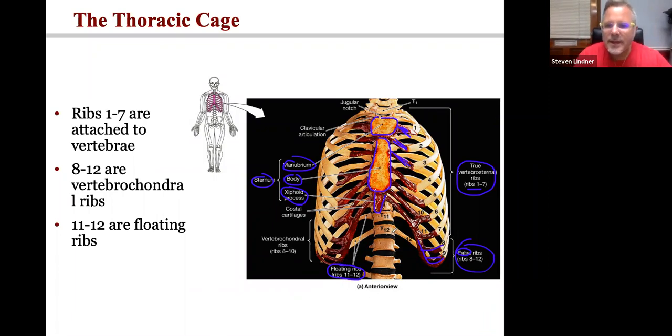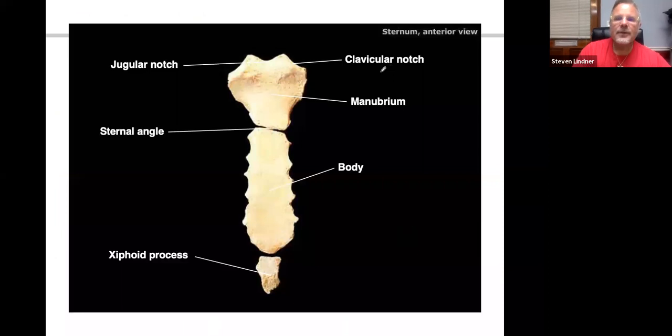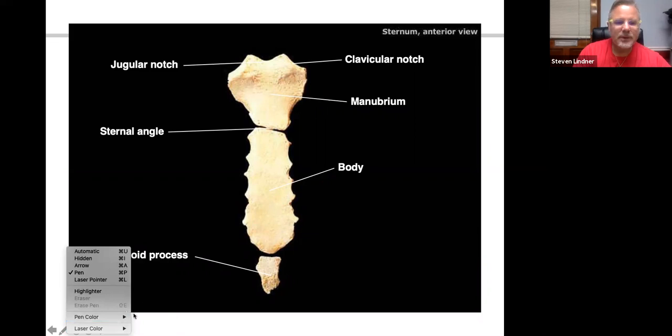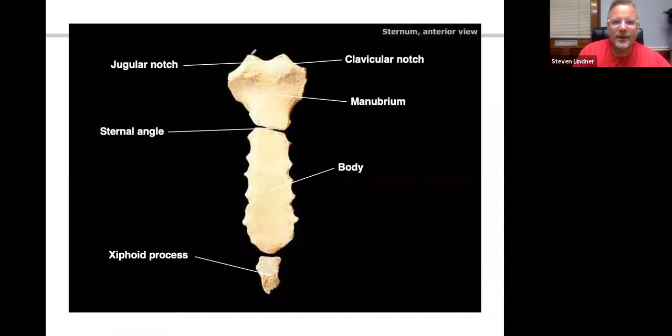So you can see here in the middle, there's your T12 and T11 vertebra. So that's your T11 rib and T12 rib. Those are floaters. There's no cartilage there. So there's your manubrium up at top. Let's do red here. So here is the manubrium. And then there's the body. And then the tip is the xiphoid process.